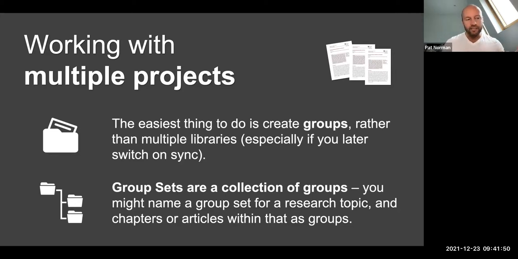Now the language here can be a little bit confusing. Groups is that base level, and you put a whole bunch of references into a group in EndNote. Group sets is a collection of groups, so it's kind of a folder, I suppose, a higher level group. So you might name a group set for a research topic, and then within that group set you have groups for particular chapters or articles.